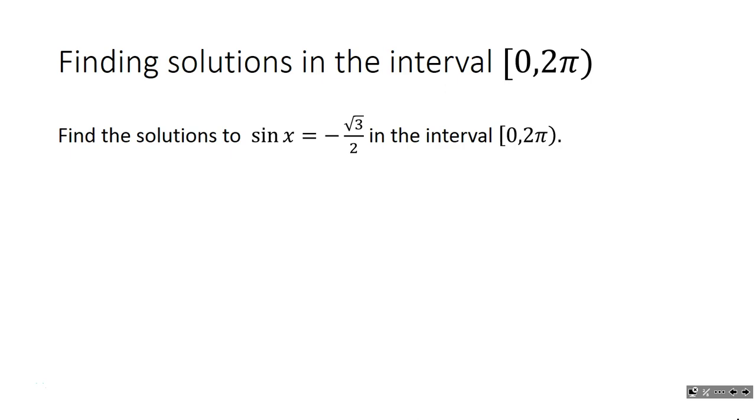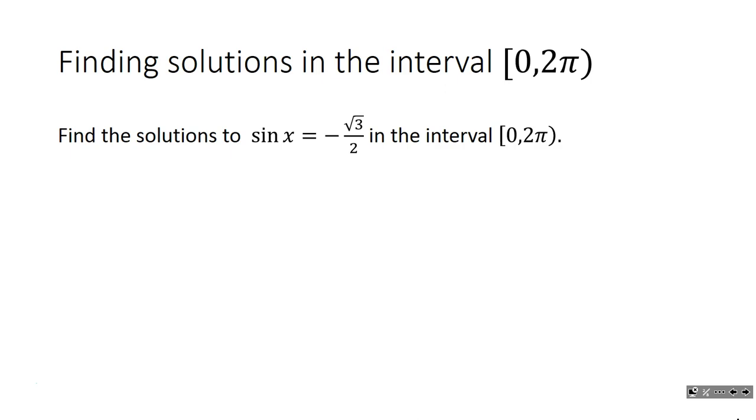Notice the heading of this slide. It says we'll be finding solutions in the interval from 0 to 2 pi. We'll be looking at a more general case later on in the lecture, but basically this just means we'll be looking at one revolution around the unit circle.